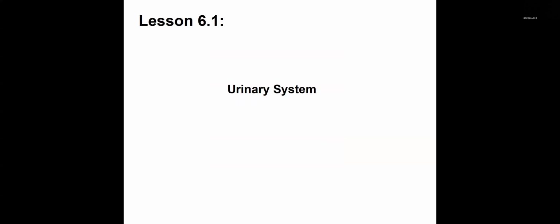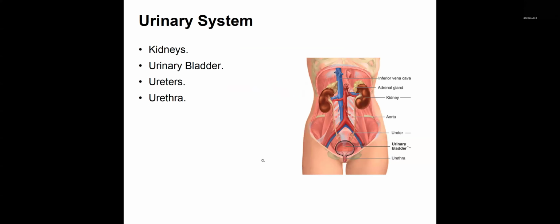Chapter 6, Urinary System. So today we're going to be focusing on the medical terminology regarding the urinary system. The urinary system is composed of four main structures: kidneys, urinary bladder, ureter, and urethra.